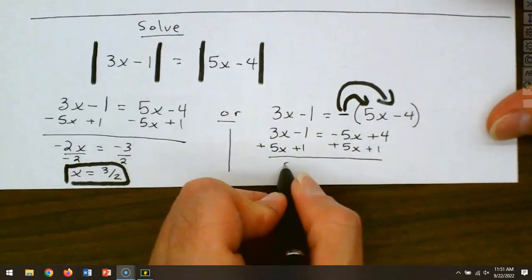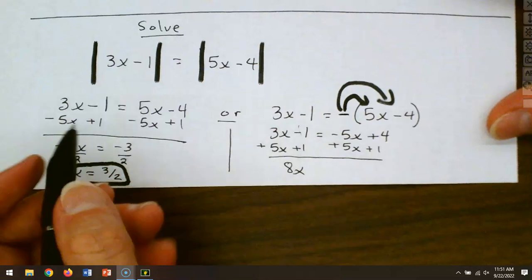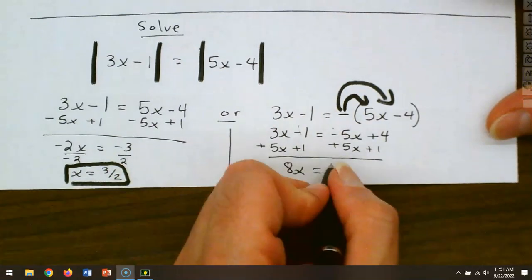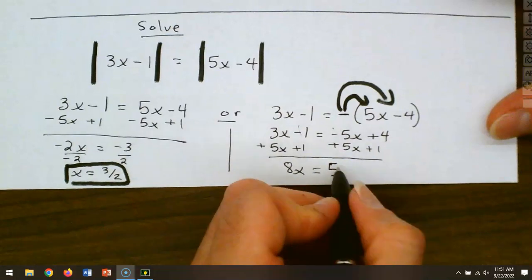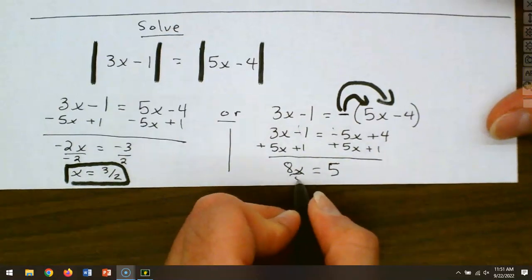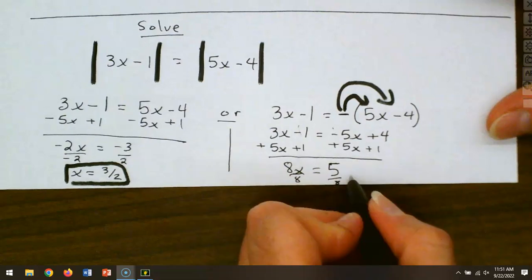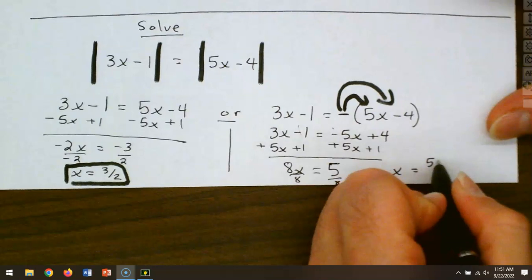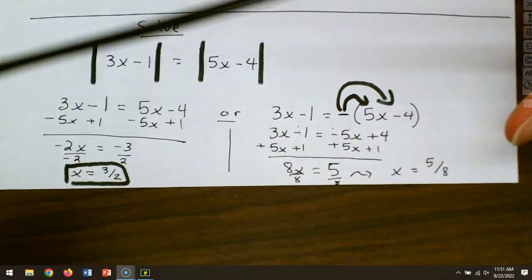3 and 5 makes it an 8x. The 1's cancel again. 5x's cancel. 4 plus 1 is a 5, it looks like. We'll divide by our 8. Sorry about running out of room here. But that gives you now x equals 5/8, doesn't it?